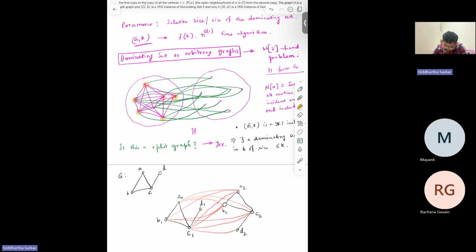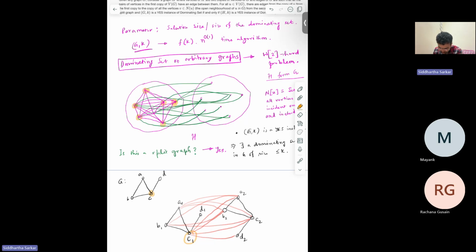Here, which is a dominating set. If you take C itself, C is a dominating set because all other vertices are adjacent to C other than C. So now my claim is that if I take the first copy of C alone, that is a dominating set in this graph H.